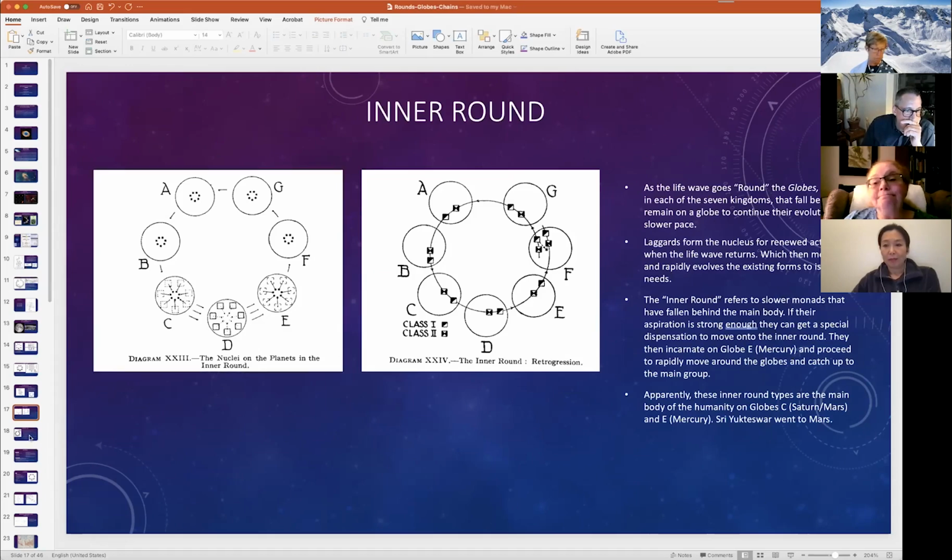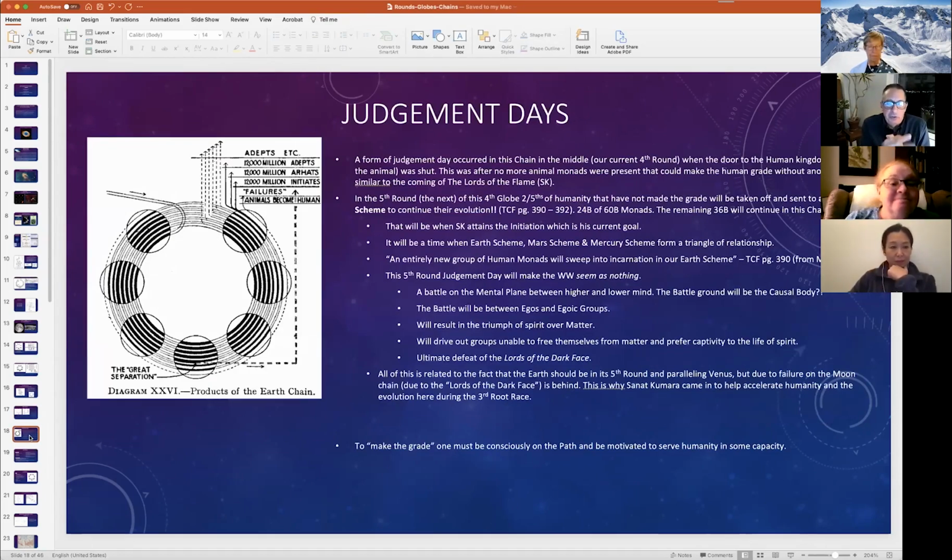All right. So this was just focusing on the judgment day. Again, there are different levels of judgment day. The first form of it occurred in this chain in the middle of the fourth round, when the door between the animal kingdom and the human kingdom was closed. At that point, it was deemed that of all the lives that had come from the moon chain and had been at the animal stage in the moon chain, there were no significant numbers anymore that could achieve the human condition and achieve the objective.